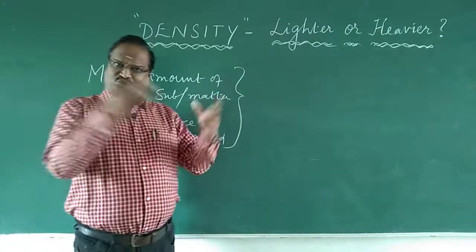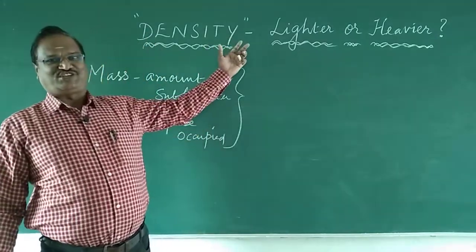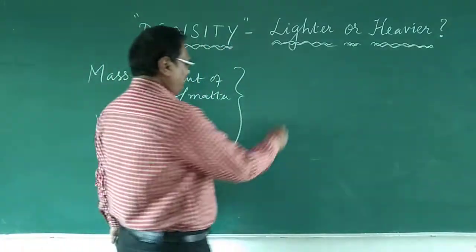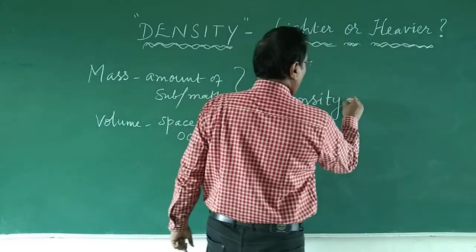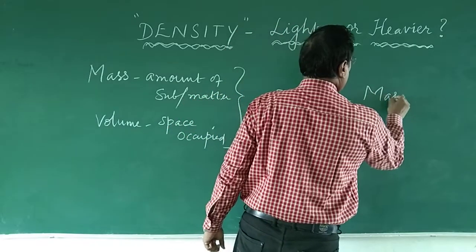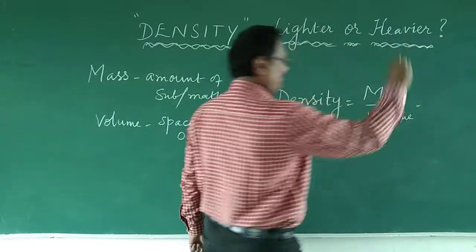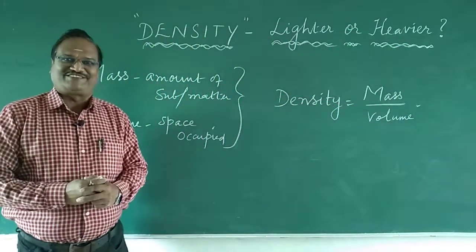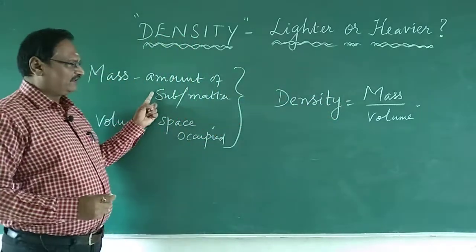Can we relate these two together? And that is called density. What is density? Density is equal to mass upon volume. Mass upon volume. Okay, this is called density. You know mass, space occupied by a body.